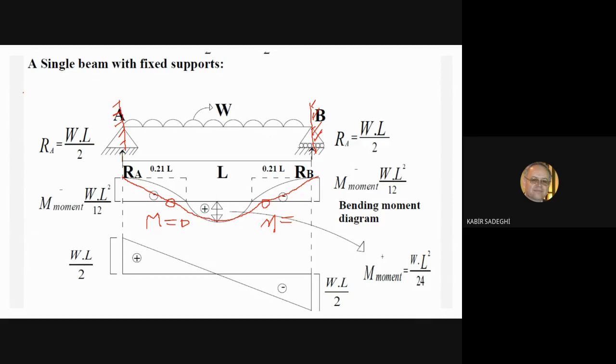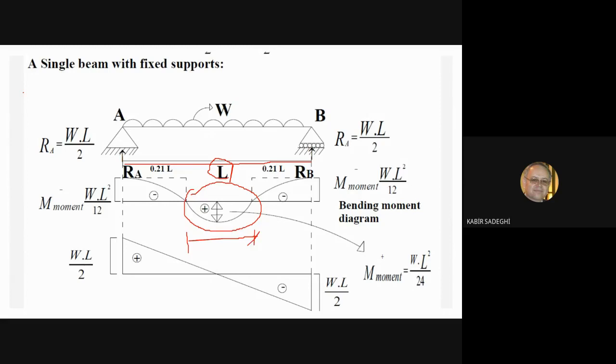Okay, what does it mean? It means that if we isolate and separate this portion, this acts as a simply supported beam. If the total length is L, but this length is lowercase l or a small l, we can write that for this one we have one simply supported beam, W times L square.